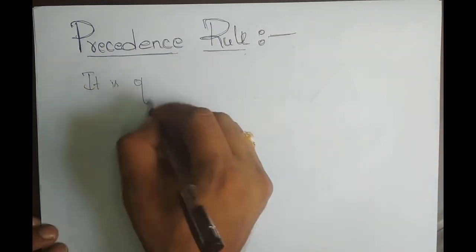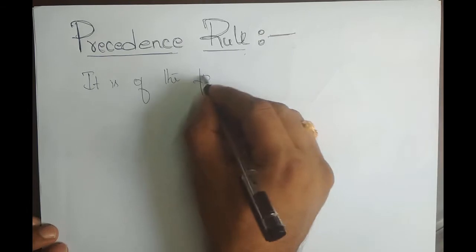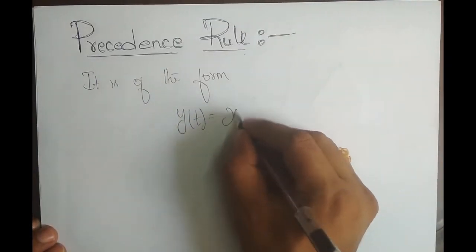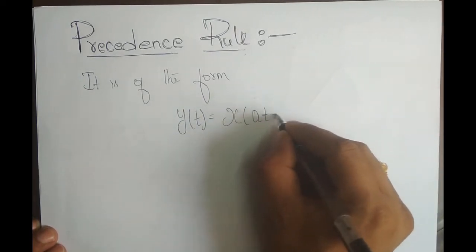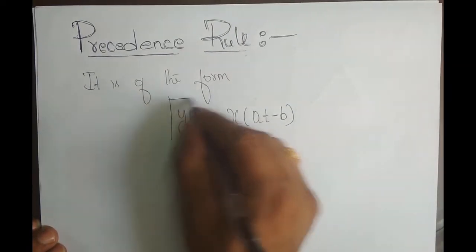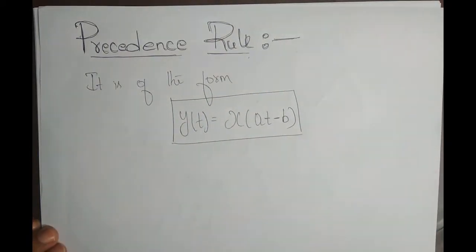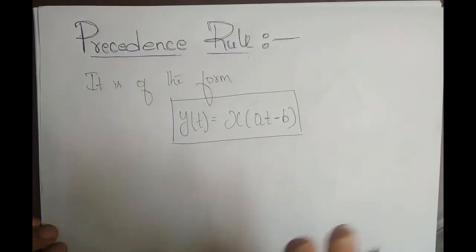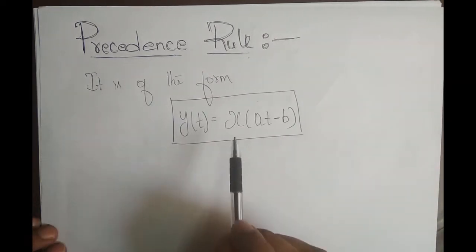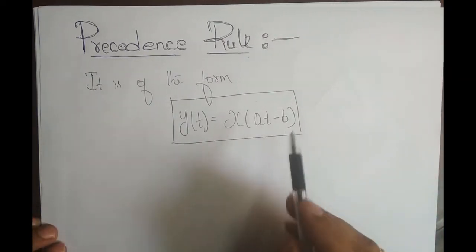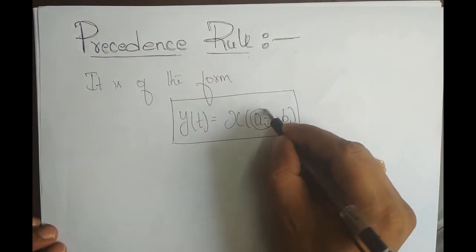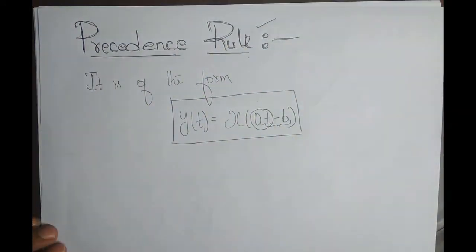It is of the form y of t is equal to x of at minus b. So what do you mean by this equation? If a signal x of t involves both time shift operation and time scaling operation, then I have to use a rule called the precedence rule.